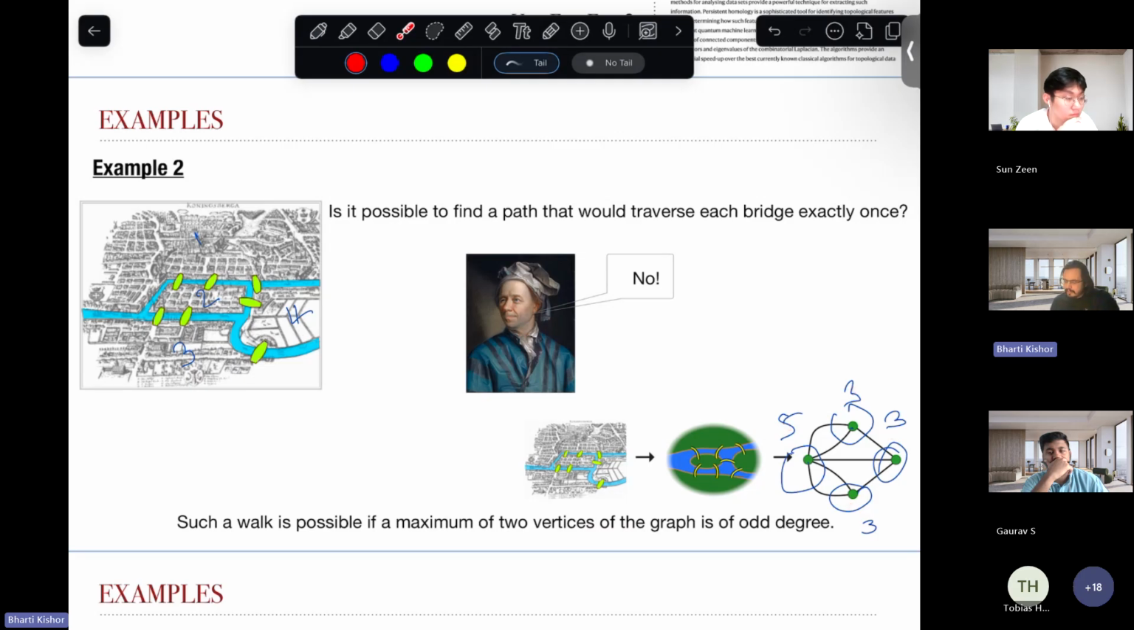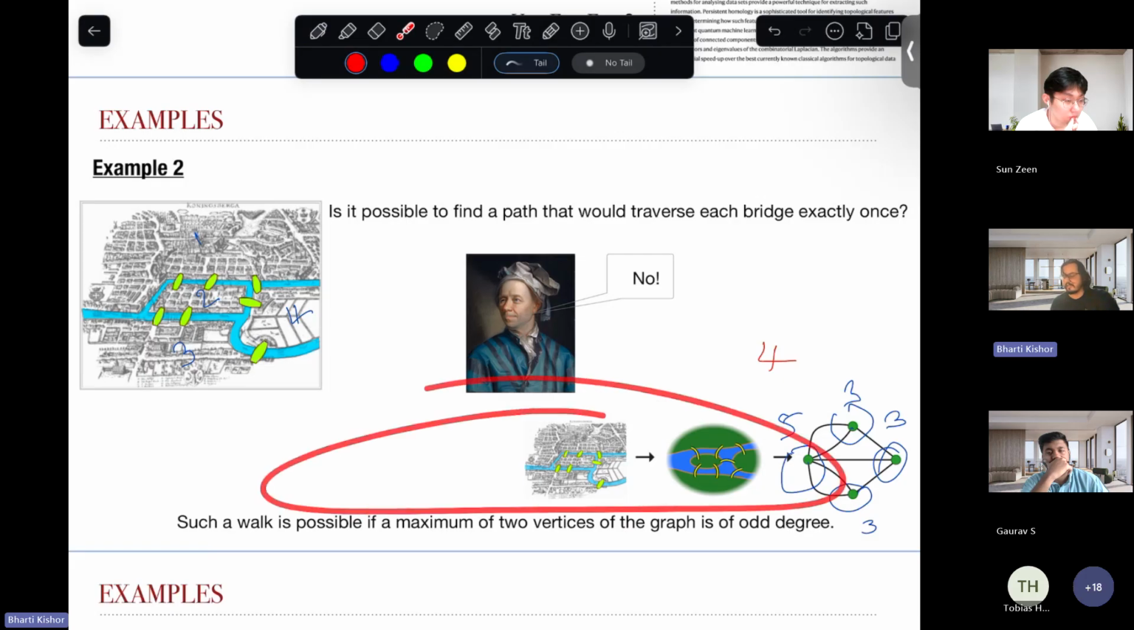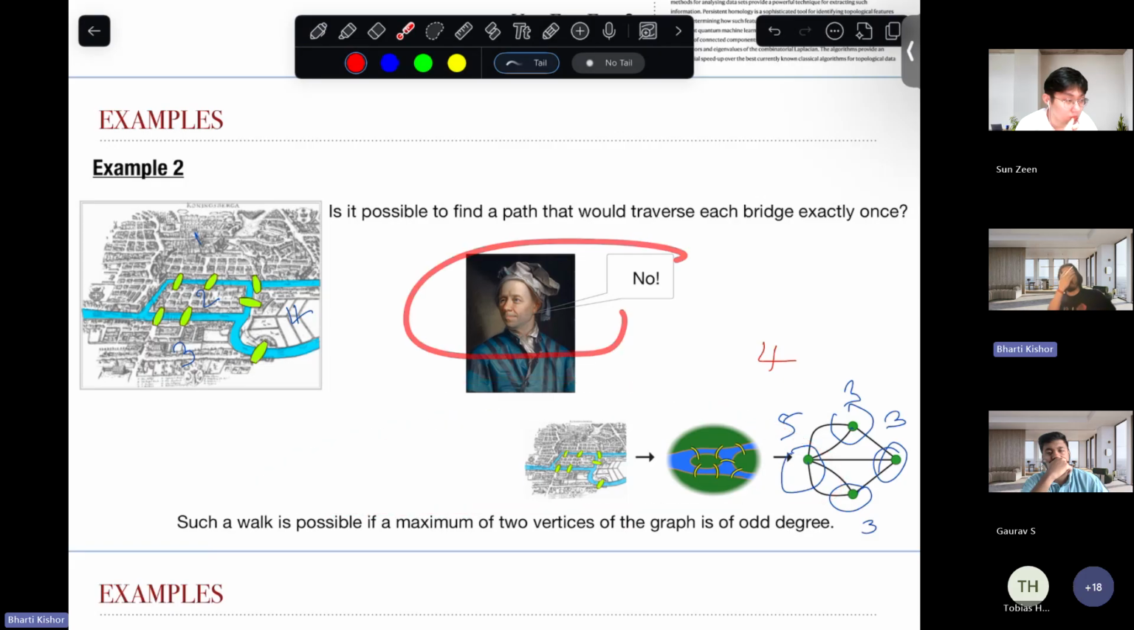So all of them have odd degree. And how many vertices have odd degree here? 4. But Euler says such a walk is possible if a maximum of 2 vertices of the graph are of odd degree. And here we have 4 vertices of odd degree. So obviously such a walk is not possible. So that's what Euler proved.